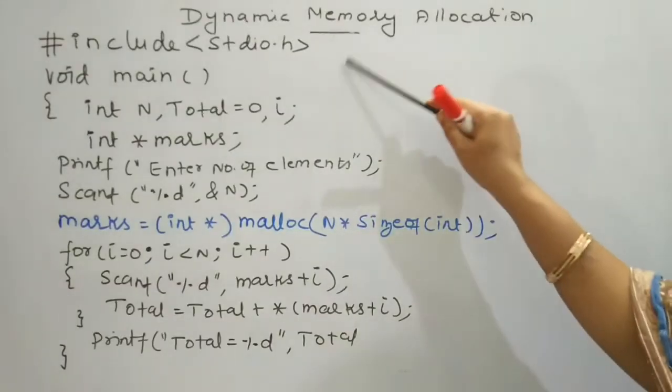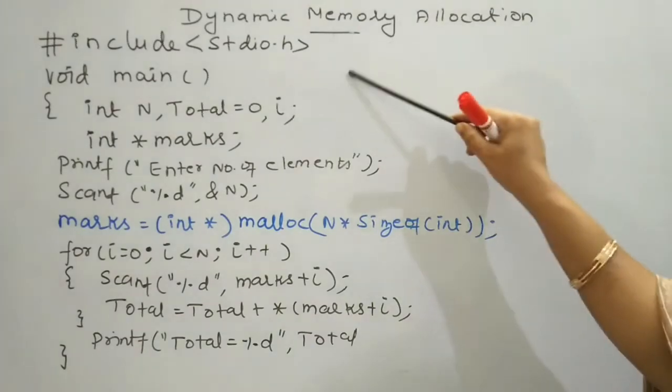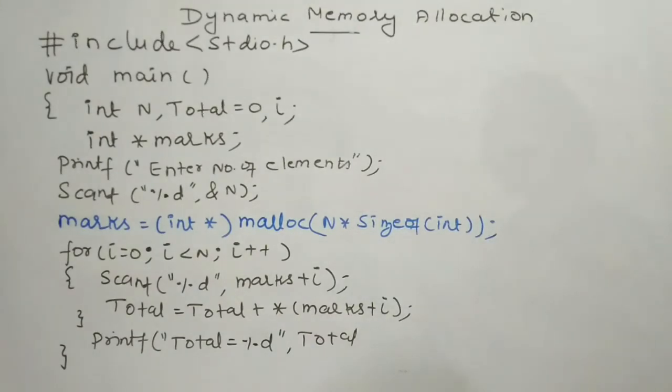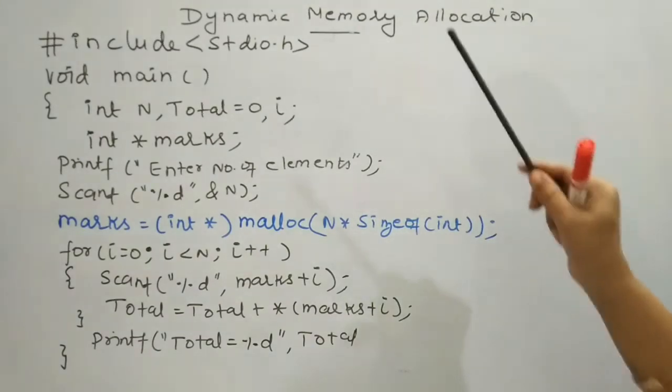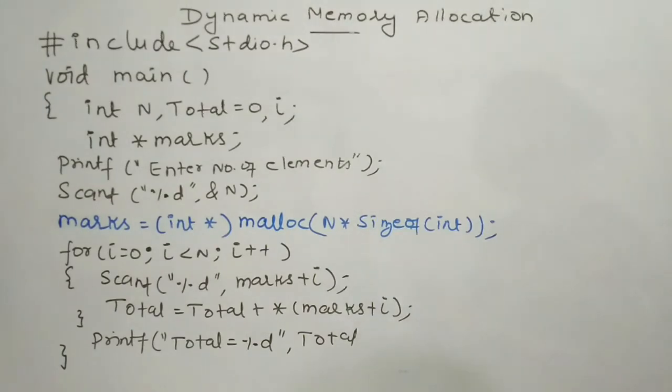I have written a C program for getting n number of values of an integer array and to make the sum of all the elements stored in my integer array. Okay, so let me trace how the program is going to execute.